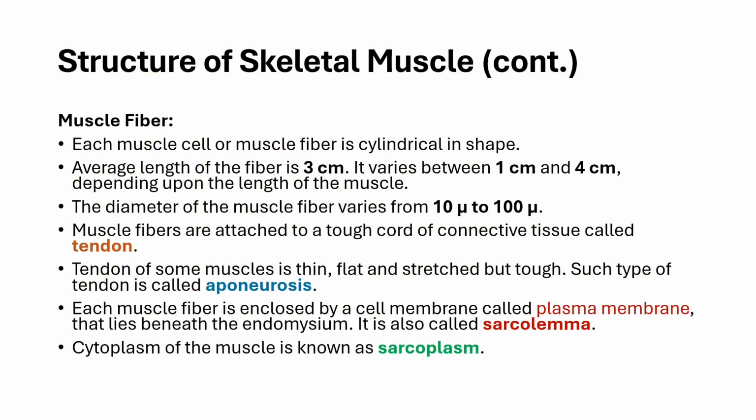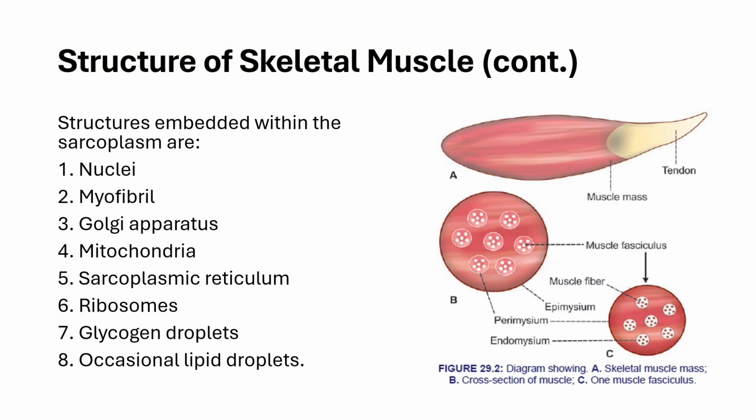We are going to discuss some structures embedded within the sarcoplasm. Number 1, nuclei. Number 2, myofibrils. We are going to discuss them later. Number 3, Golgi apparatus. Number 4, mitochondria. Number 5, sarcoplasmic reticulum, which is a specialized endoplasmic reticulum that stores and releases calcium ions crucial for muscle contractions.